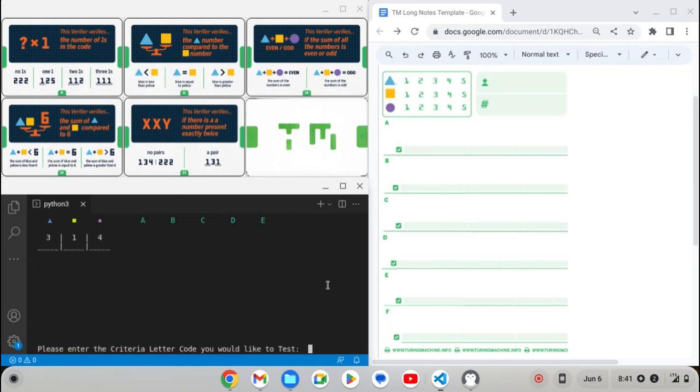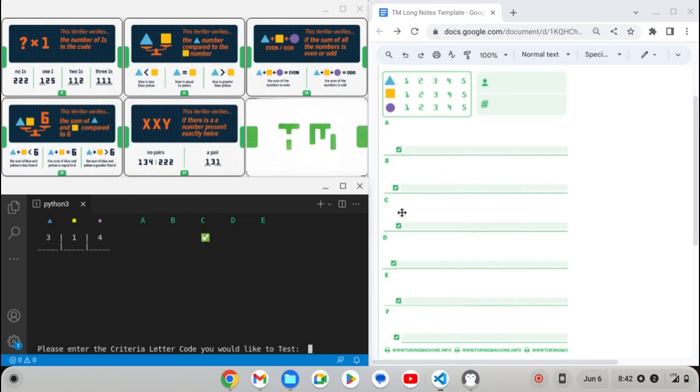And the first thing I'd like to test is criteria card C. I want to see if the sum of the 3 digits is an even or an odd quantity. So let's go ahead and test C. Okay, so the Turing Machine approves of my proposal. If I do add up the digits, 3 plus 1 is 4, 4 plus 4 is 8. The Turing Machine approves that the sum should be an even quantity.